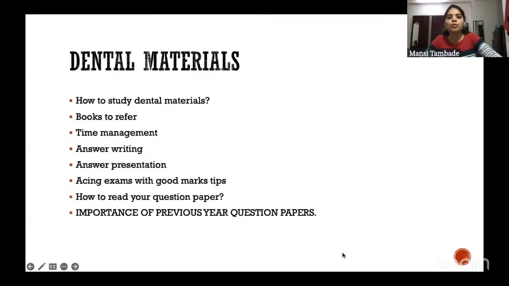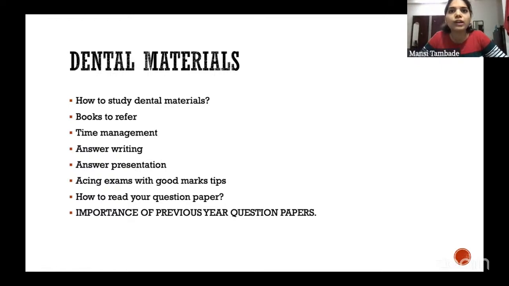Then coming to the books to refer. See, we all have different books. We take suggestions from our faculties, then from our seniors. Then we also see what our batchmates in the class are referring. Everyone has their own level of capacity to understand, and everyone feels comfortable with different books. Everyone has their own choices.